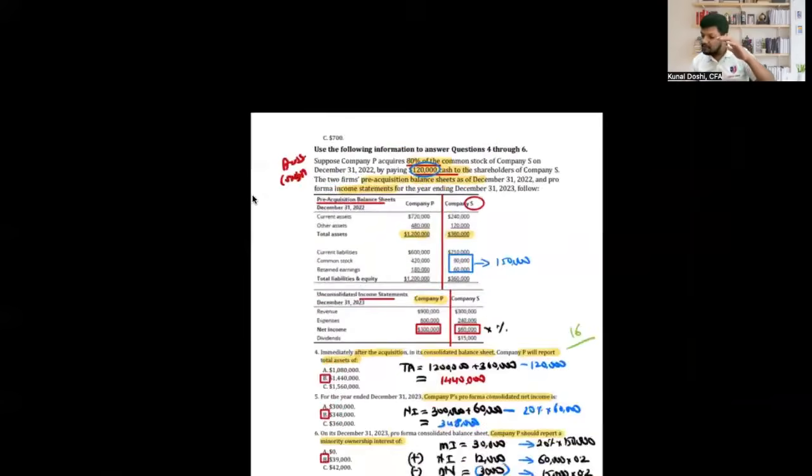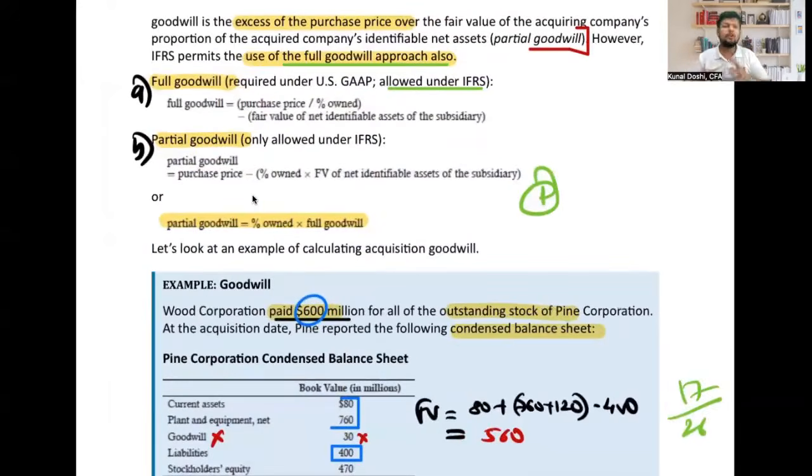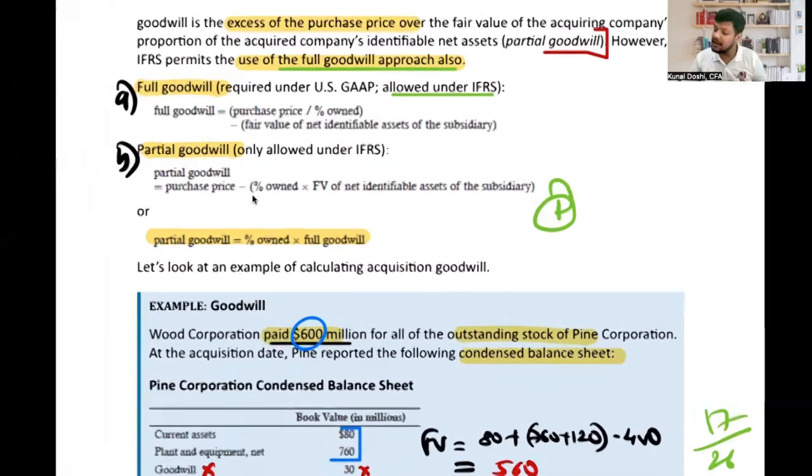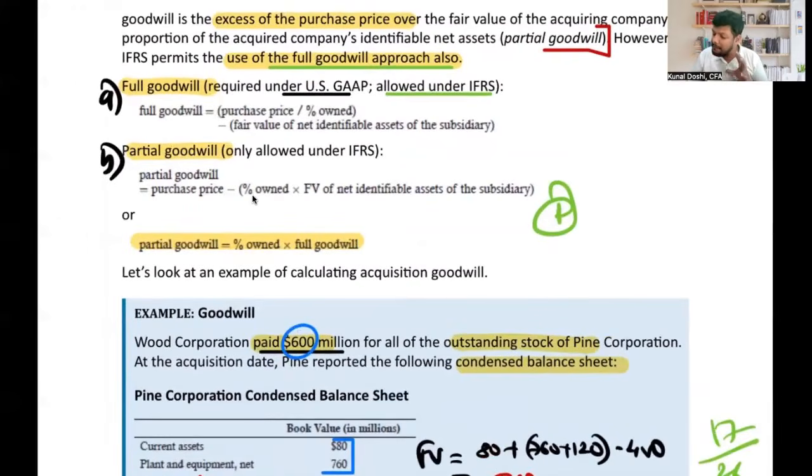Okay. Then came the discussion about the goodwill, which is full goodwill and partial goodwill. By the way, full goodwill and partial goodwill are technically slightly different. Why do we study these two methods? Because full goodwill is a compulsory method required under US GAAP, and partial goodwill is not allowed under US GAAP. It's only allowed under IFRS. In full goodwill, the purchase price that you paid is for some share. So we take the whole value of the company based on the purchase price and subtract the fair value of its NAV.